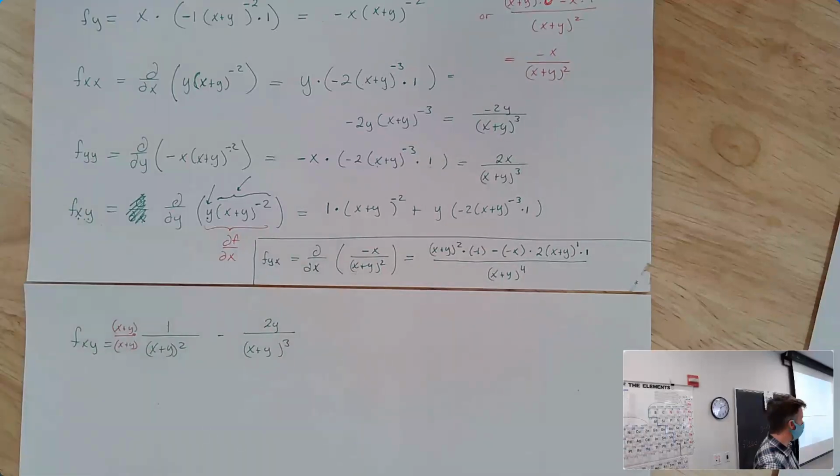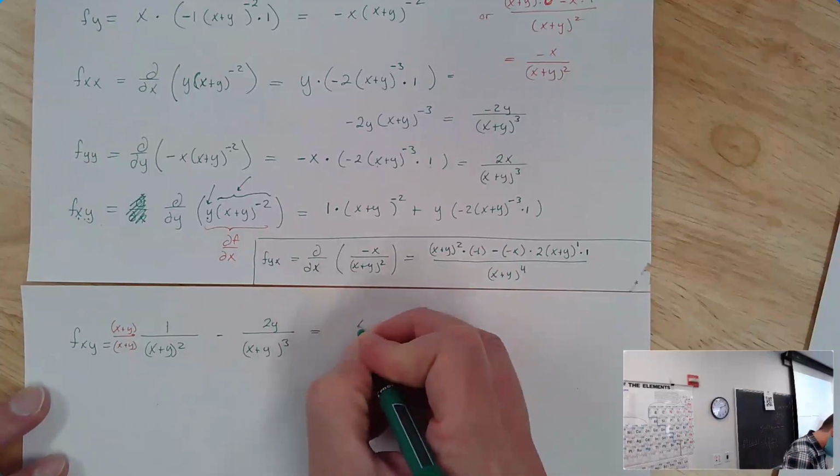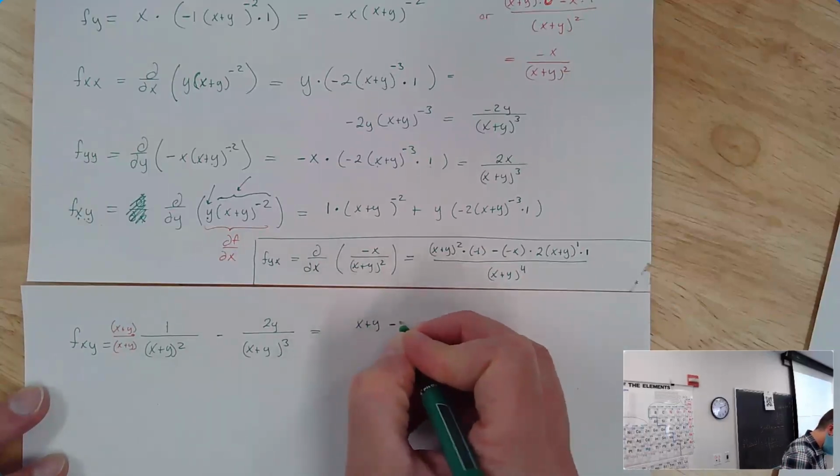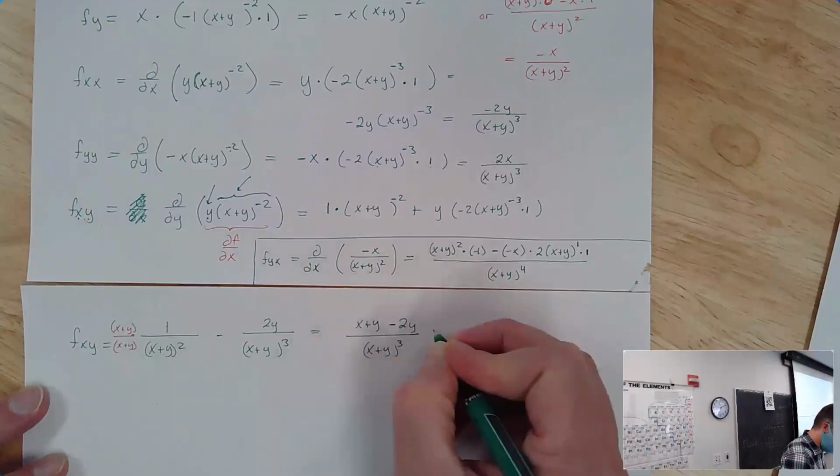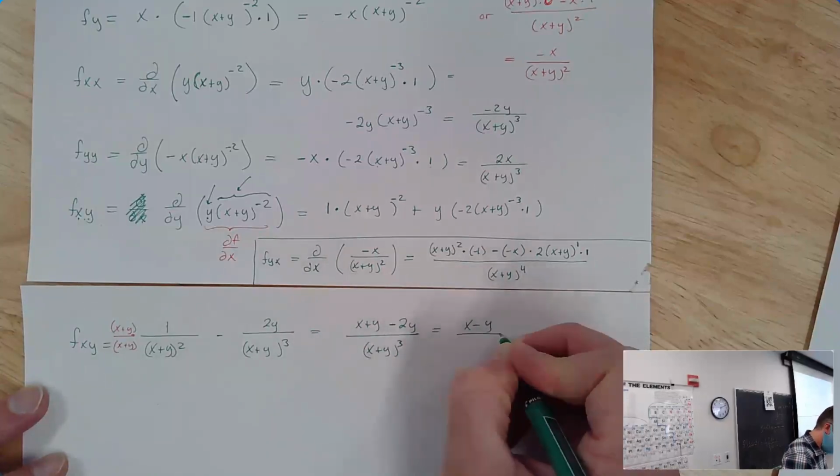Which isn't too bad, actually. So this ends up being x plus y minus 2y all over x plus y cubed, which is x minus y over x plus y.